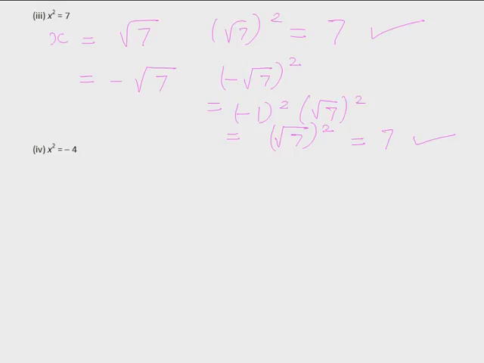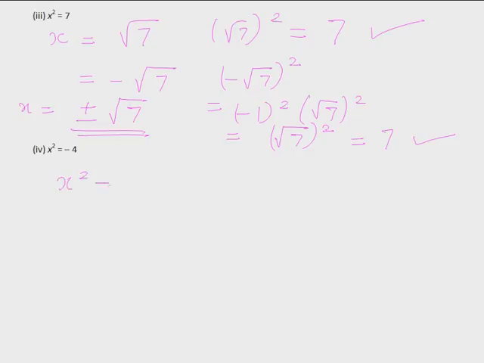So it has two solutions. Plus or minus square root of 7. Remember, when I write plus or minus, I mean I'm writing two values. I mean I'm writing plus root 7 and minus root 7. So this is a shortcut way of writing two solutions. So x can be plus root 7 or minus root 7.